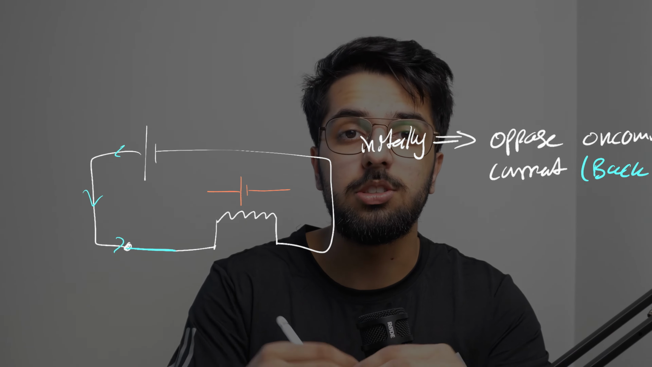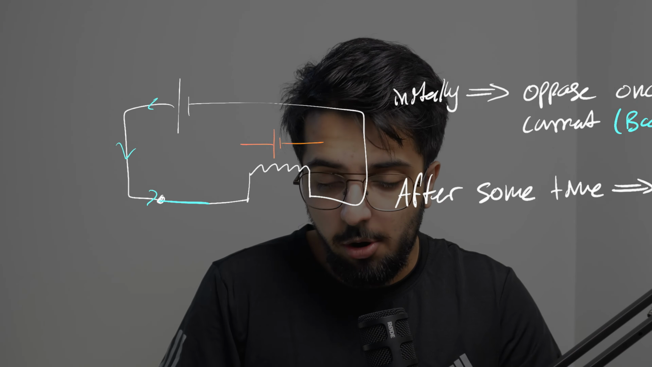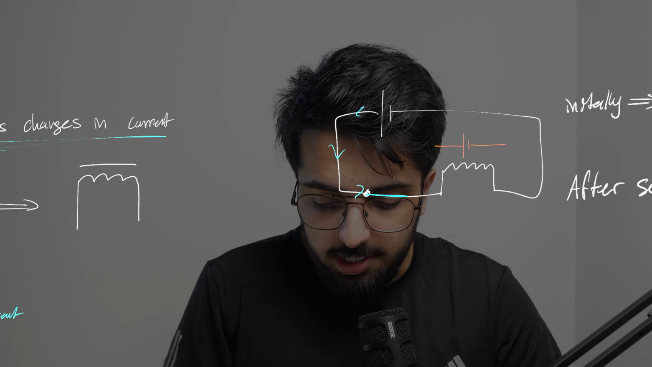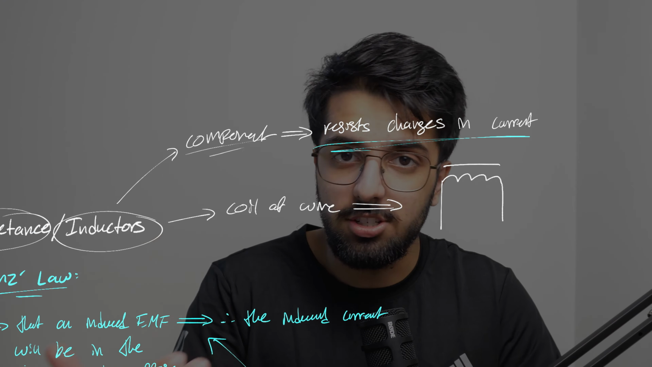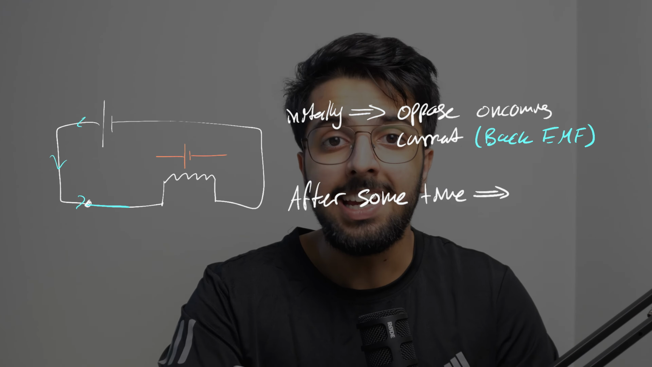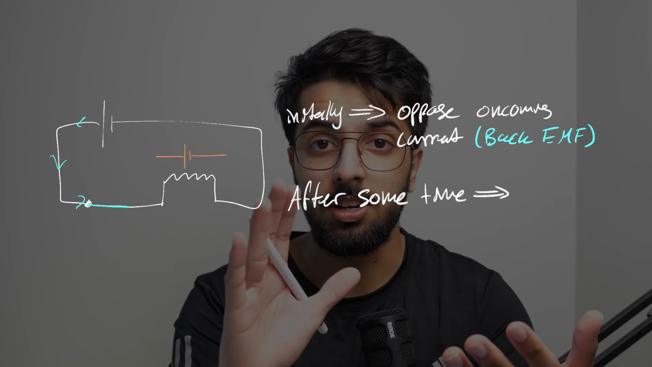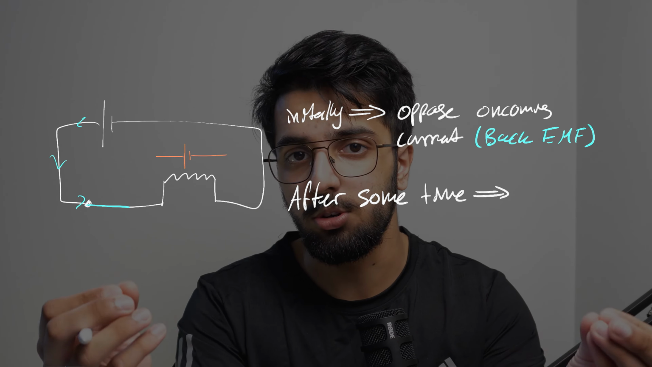So the current is not going to be max initially. However, after some time, the inductor will allow max current to flow. The reason for this is because the inductor resists changes in current, okay? So if the current has been trying to flow for some time, there has not been a change in the current. And so therefore the inductor will no longer cause resistance because there has been no change.